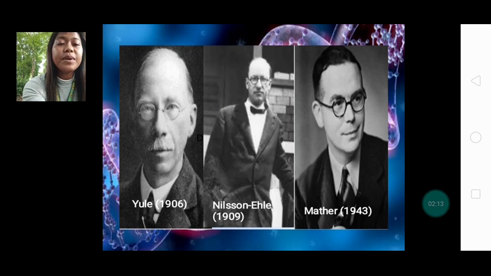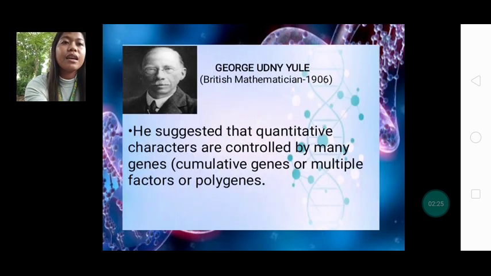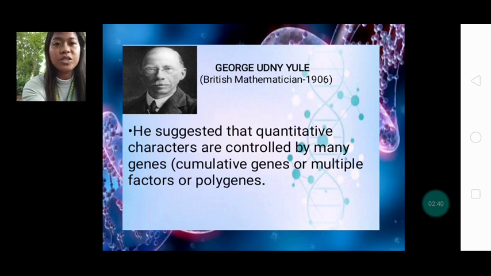There are 3 people who explain about multiple genes. These are Yule in 1906, Nilsson-Ehle in 1909, and Mather in 1943. George Udny Yule, a British mathematician or statistician, in 1906 suggested that the quantitative characters are controlled by many genes, cumulative genes, or multiple factors or polygenes.